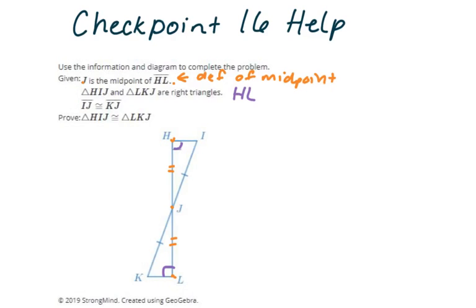We're going through checkpoint 16. So we went through that J is the midpoint of HL, meaning that HJ and JL are the same, because that's what a midpoint means. It splits it in half. Triangle HIJ and triangle JKL are right triangles, meaning that we can use the hypotenuse leg. And then our last one we have is IJ, and they showed it in the picture, is congruent to HJ.